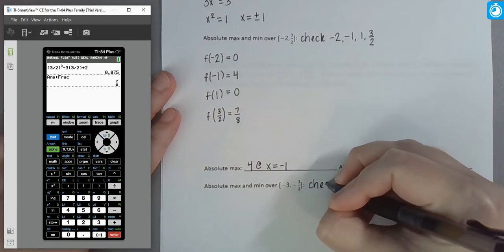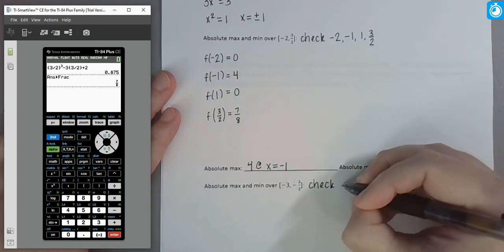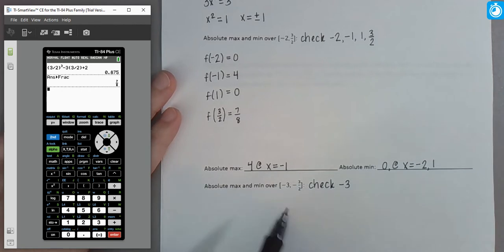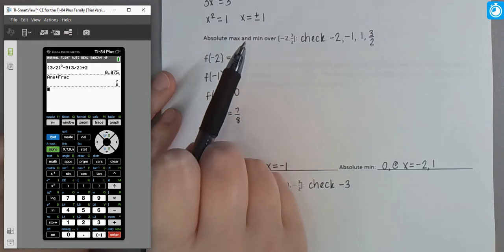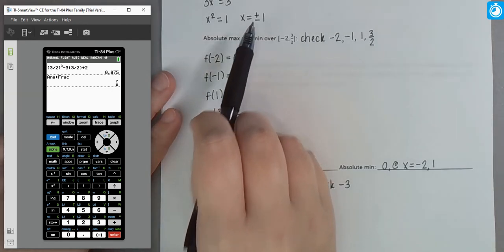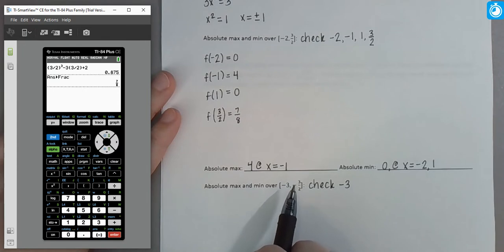Well, we know we always have to check our endpoints. So negative 3 is our left-hand endpoint. And then we also want to check any critical values that occur within this particular interval. So our critical values are positive 1 and negative 1. Well, positive 1 is definitely not within this interval because this interval only contains negative values. What about negative 1? Well, in this case, negative 1 is going to be outside the interval. Negative 3 halves is negative 1 1/2. So if you think in terms of a number line, if this is negative 3 halves, negative 1 is more in the positive direction than that. So it is not within this interval.